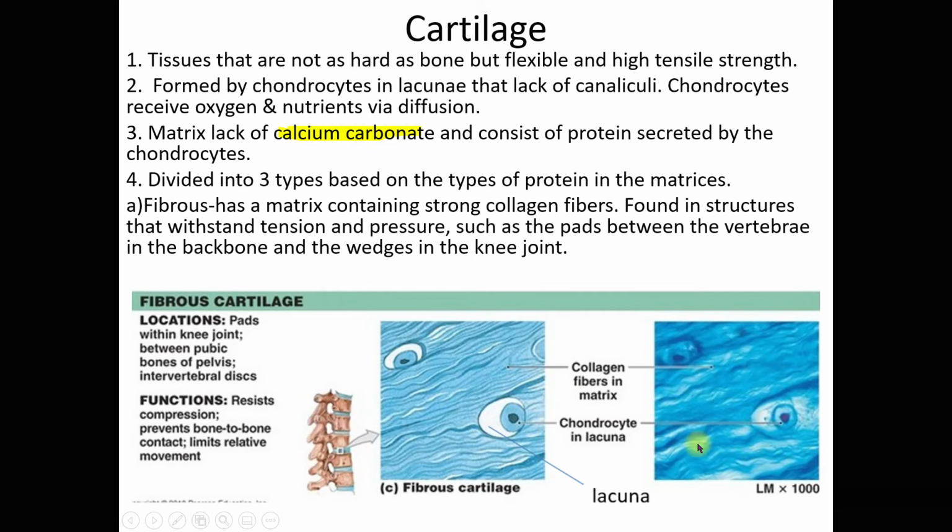This is the actual micrograph. You can see this is the chondrocyte. It has its nucleus and then its cytoplasm here. And these chondrocytes, like what I've mentioned earlier, secrete substances. Okay, and the substances is being secreted into the lacuna, and this lacuna is lack of the canaliculi and lack of calcium carbonate, if we compare with the bone.